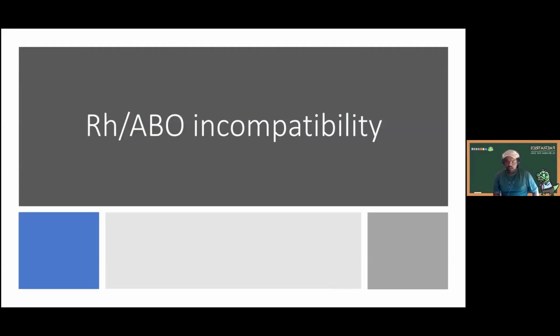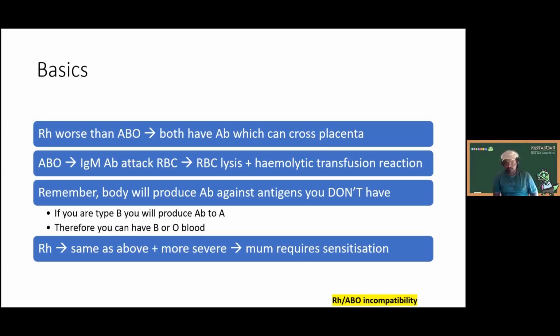So Rhesus and ABO incompatibility is something that we think about quite commonly in the child that presents with jaundice, and this is an R1 condition. So the basic things that I really want you guys to know is that Rhesus disease is worse than ABO, but both have antibodies that can cross the placenta. In ABO disease, it's a problem with red blood cell incompatibility. So you have IgM antibodies which attack the surface of red blood cells, which then results in red blood cell lysis. Another thing to remember as well is the body always produces antibody against antigens that you don't have.